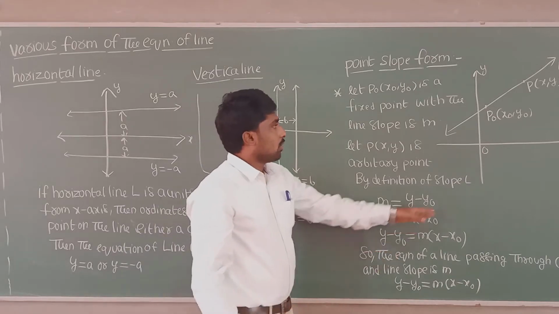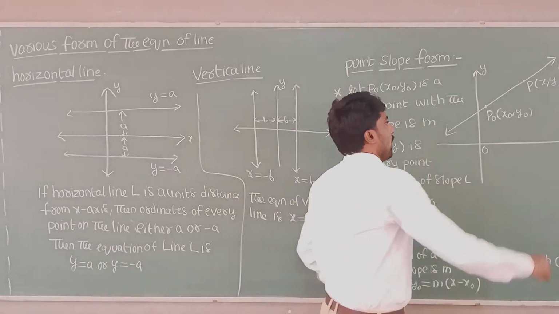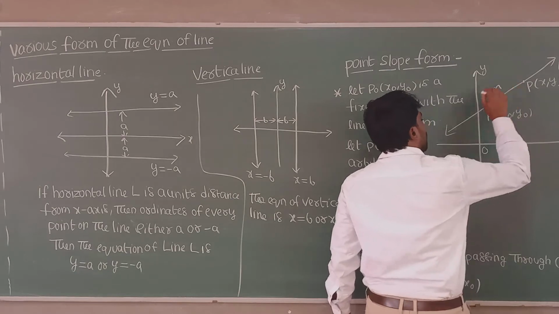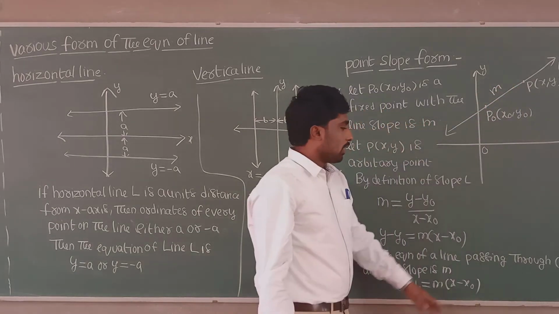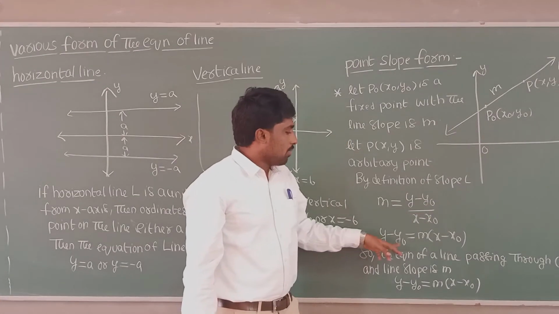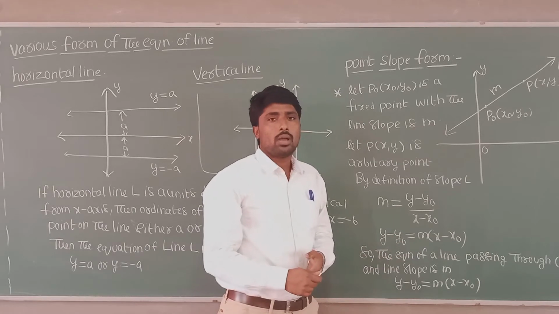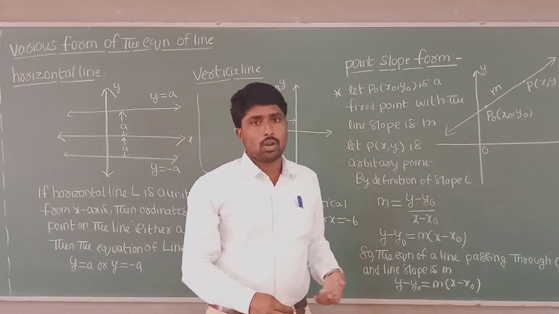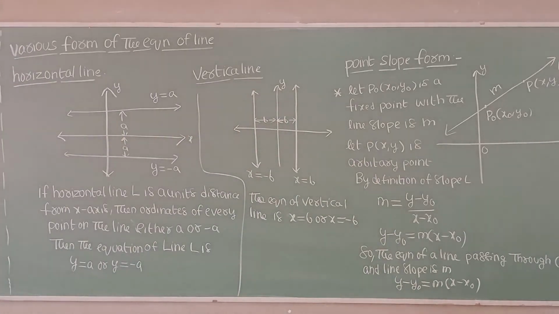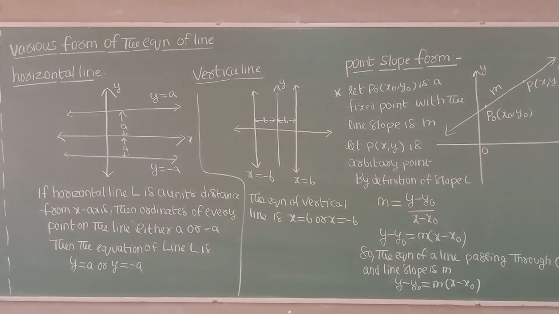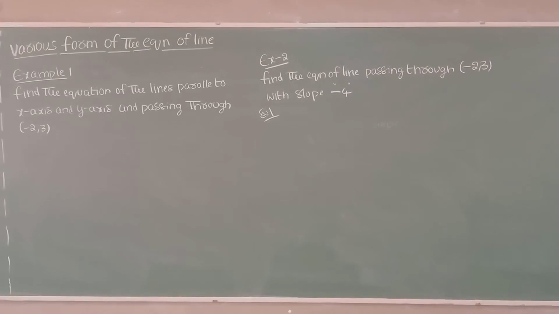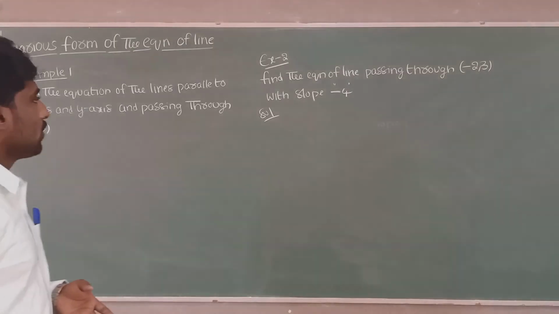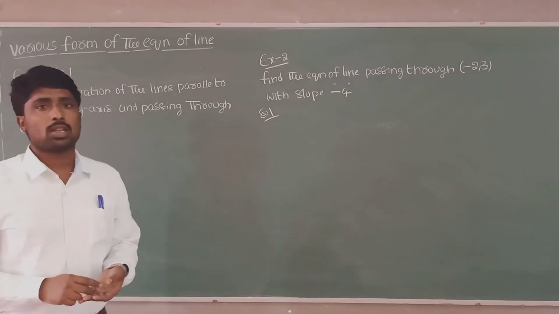Equation of a line passing through a fixed point and the line slope is small m. What is the equation of a line? Directly I can represent y minus y naught equal to m into x minus x naught. Is it clear? So all of you note down this. Now guys, all of you see here. I want to tell two examples based on this synopsis.